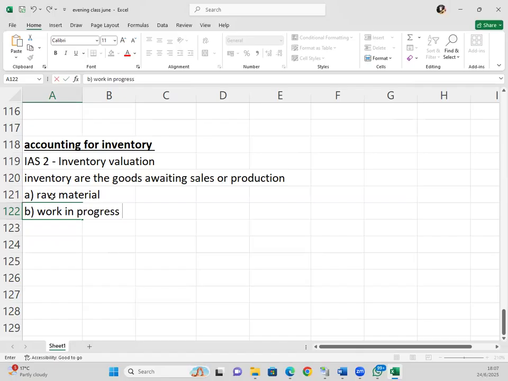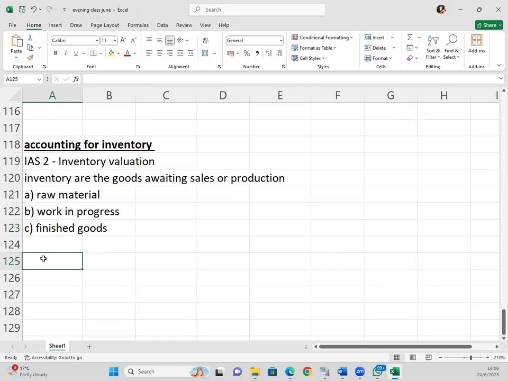We can also have inventory of finished goods, which is the one that we are going to deal with mostly. These are the goods that are ready to be dispatched to our customers. The finished goods are ready for sale.